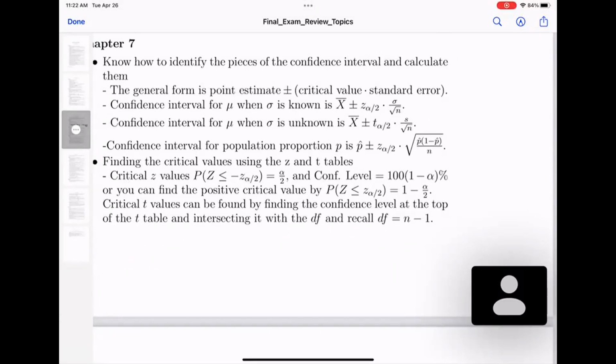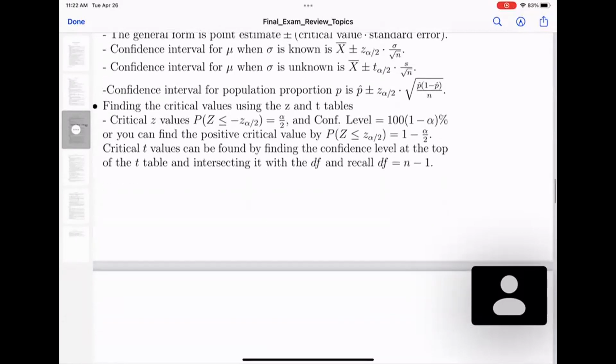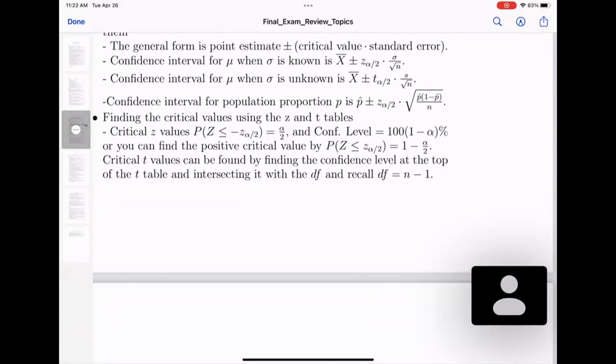It increases. And why? As I get a higher and higher confidence level, the area between the two critical values is getting larger and larger, right? So my critical value on the left-hand side is getting more negative, and my critical value on the right-hand side is getting more positive. So this z alpha over 2 is getting larger, therefore making the confidence interval wider. And as the confidence level decreases, the width decreases.